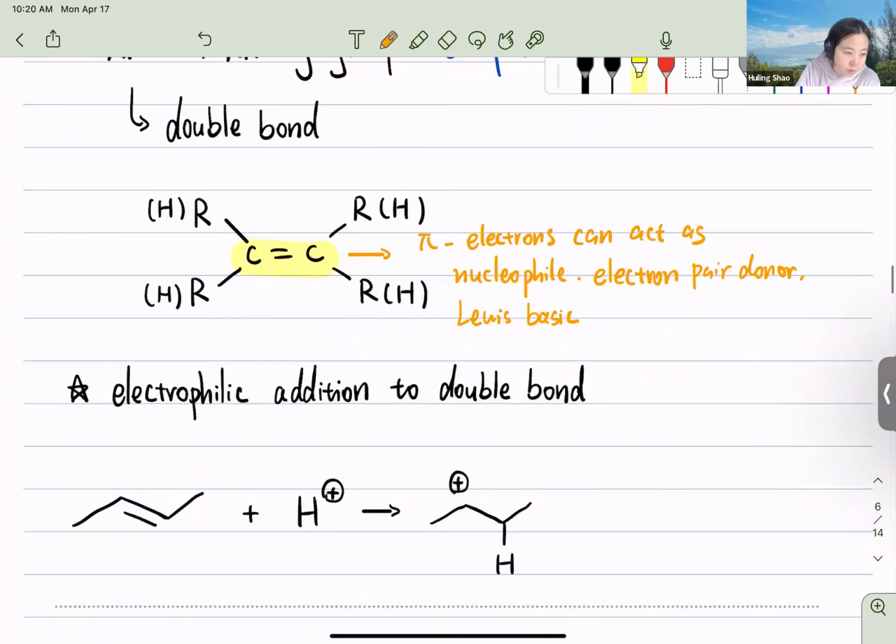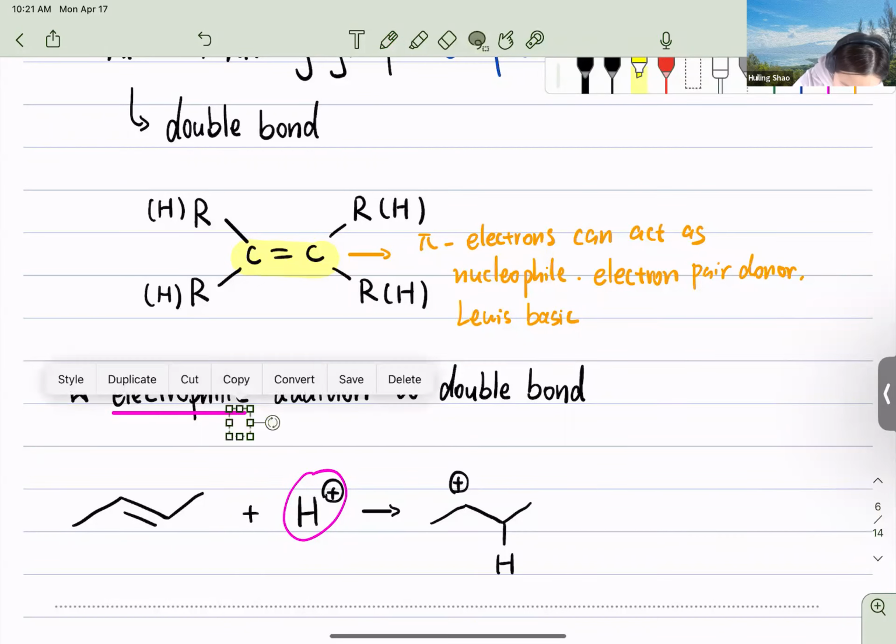One of the typical example reactions we showed before is, for example, the electrophilic addition to the double bond. The electrophilic tells you your double bond is reacting with the electrophilic species. So here is H+, but it can be any other electrophile you think about. We use a different color to keep it consistent.